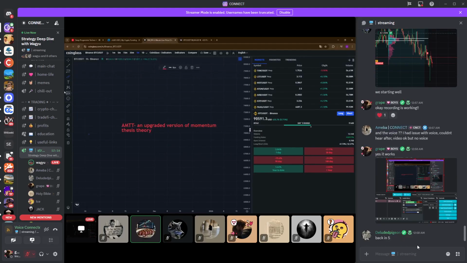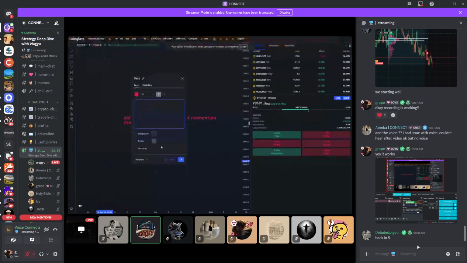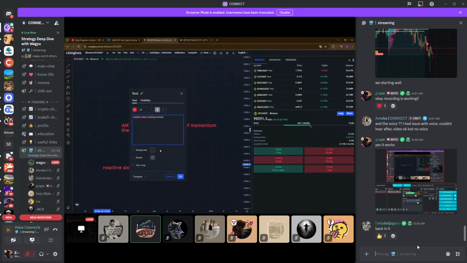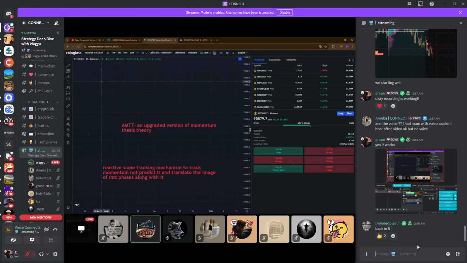In other words, we can use a reactive slope tracking mechanism to track momentum, not predict it, and translate the image of MTT phases along with it. So we're going to be using an EMA just to track that wave, not to predict, but to translate our phases. And from there, AMTT starts existing.